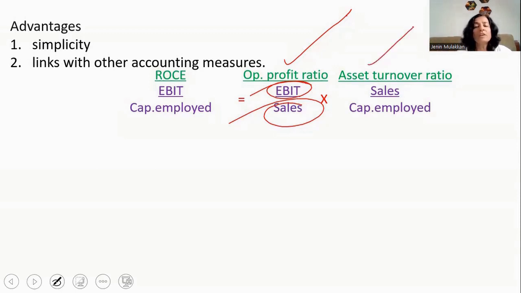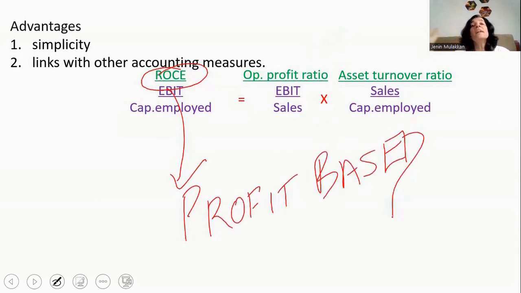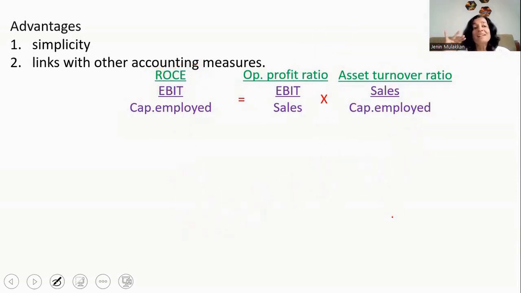And what is asset turnover ratio? How much of sales is being generated for each dollar of capital employed. So since return on capital employed is profit-based, we can always link it to other accounting measures. It is not cash flow based. Now we have to see the disadvantages of the return on capital employed method.